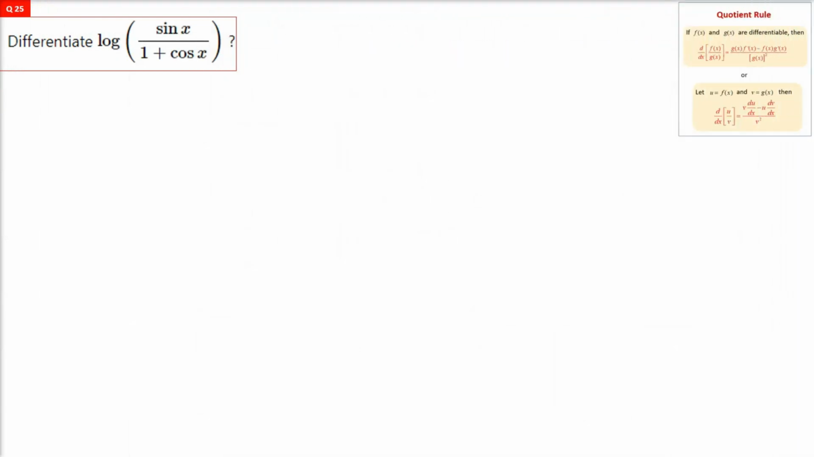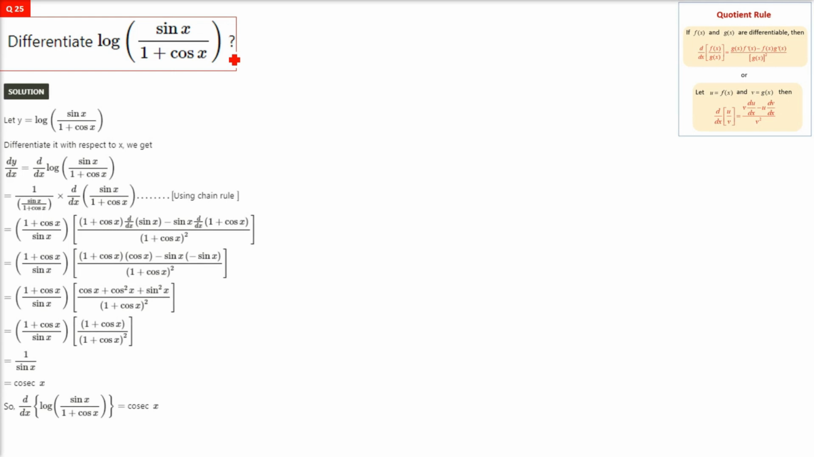Differentiate log of sin x divided by 1 plus cos x. So we will apply first the normal thing, that is log theta, 1 by theta. Then we have to apply the quotient rule, because we have to differentiate sin x by 1 plus cos x. So y equals log of something, it is going to be 1 by of something. So this sin x by 1 plus cos x will come in the denominator, so 1 plus cos x will go in the numerator. So it will be 1 plus cos x by sin x.